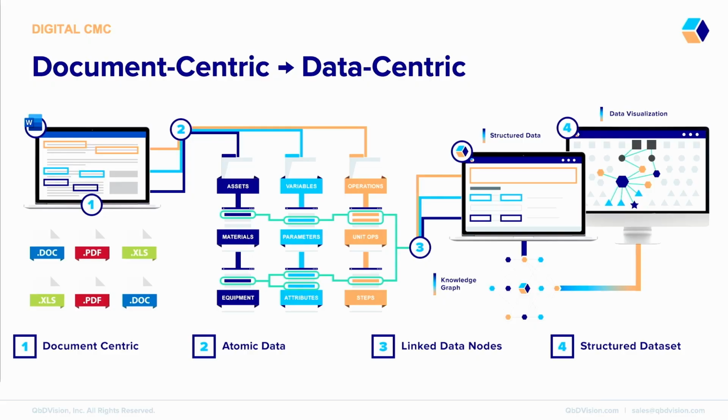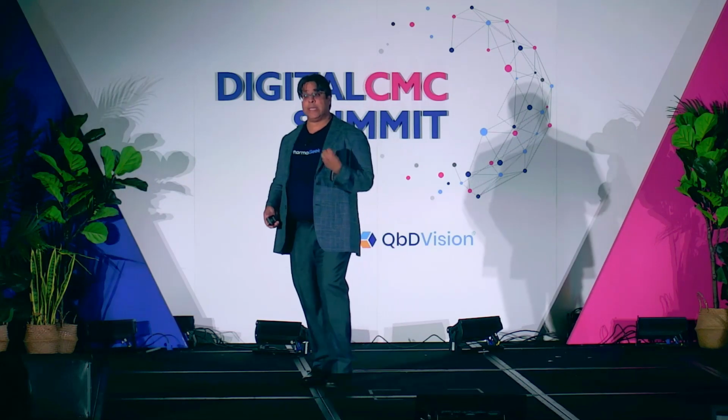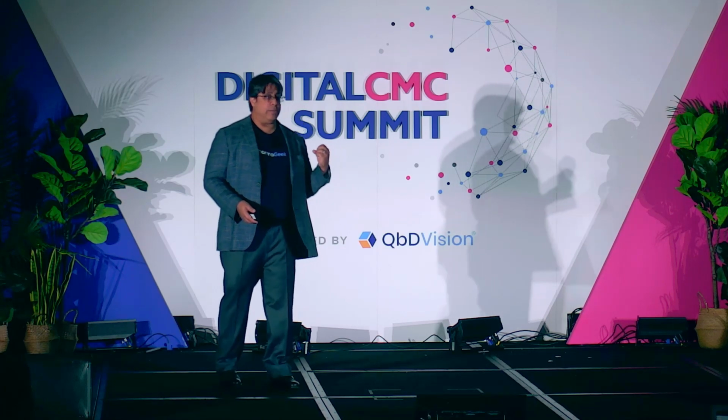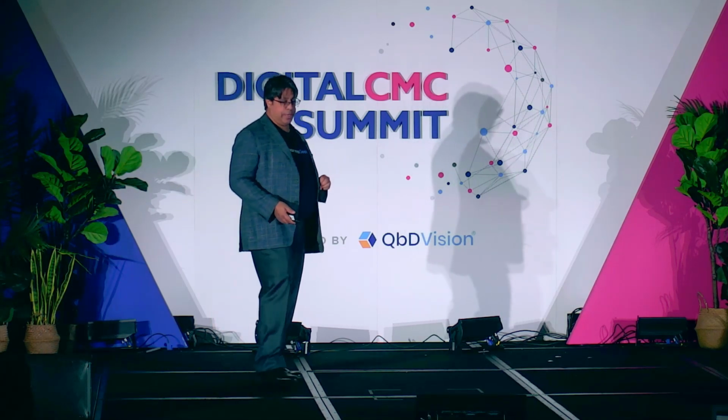So, first step, got to get things out of documents, right? Get it out of the documents. Move to data-centric modalities. Get it out of docs and PDFs and Excels. Start to break it apart into what we call atomic data, categorized by assets. The things that we know: assets, variables, unit operations, material attributes, quality attributes, right? These are the things that we know and think about, and that's the language that we talk, and it's the language that the regulators are expecting when you're talking to them about what you're doing, right?